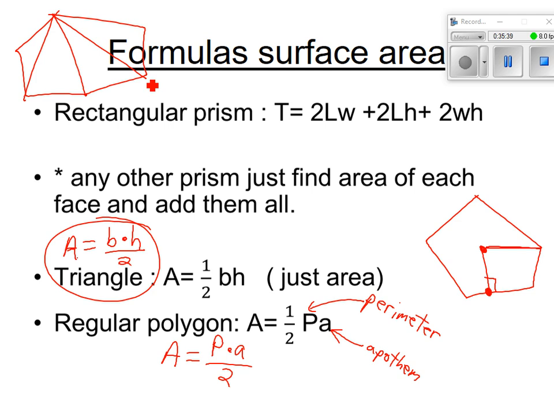Because you just find all the faces, right? The apothem goes to the midpoint of the sides. So if I draw something that's irregular, I still just find all the faces. It's like the radius, but the radius goes to a corner.